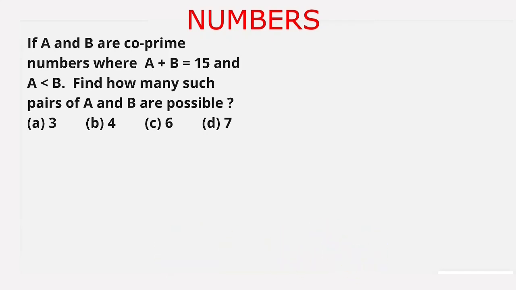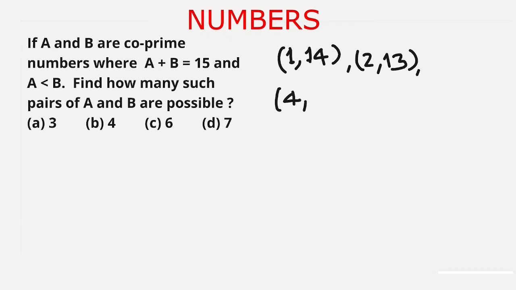Now we start making the pairs whose sum is 15. 1 and 14, both are co-primes. Next is 2 and 13, both are primes as well as co-prime. 3 and 12 not possible, as 3 is a factor of 12. Next possible pair is 4 and 11.